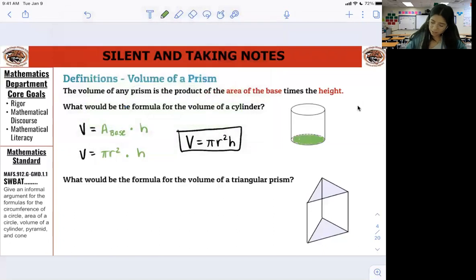All right, so this is my height, and the radius is just the radius of the circle that makes the base. Any questions on volume of a cylinder?